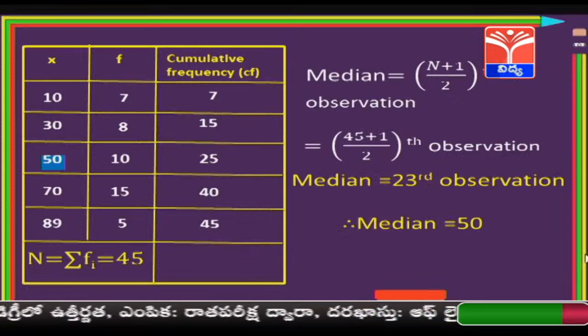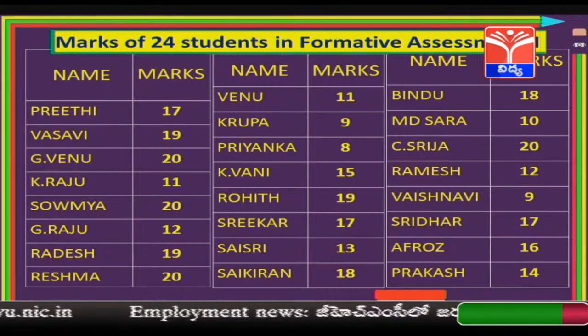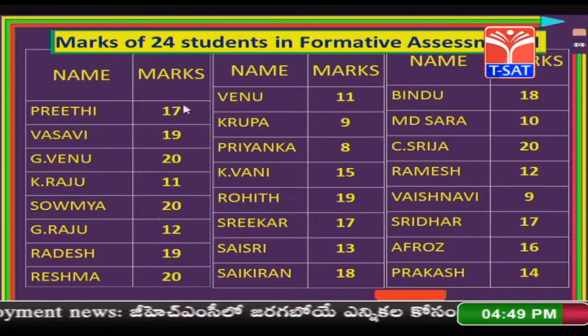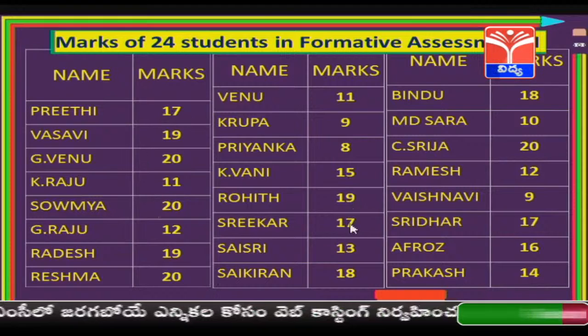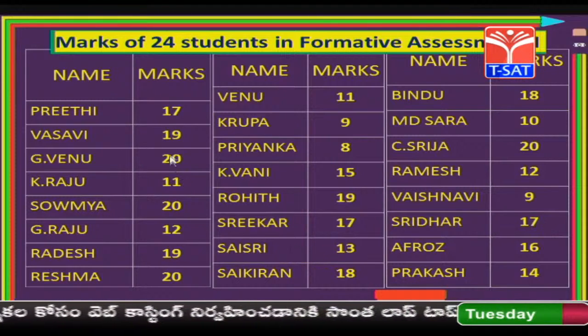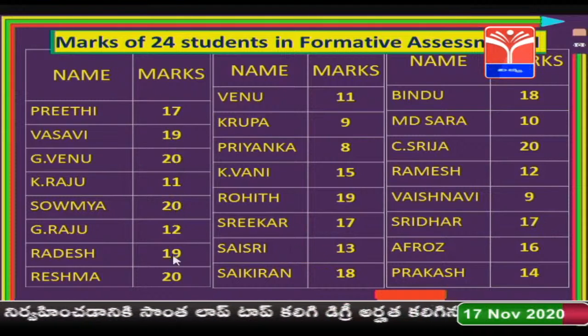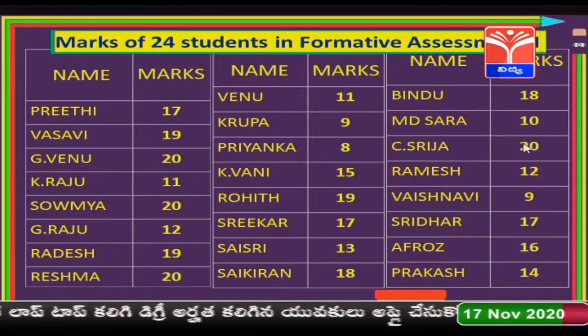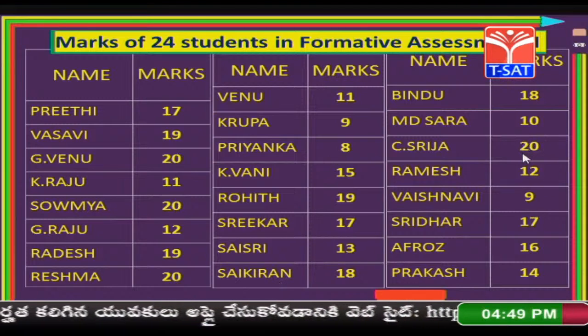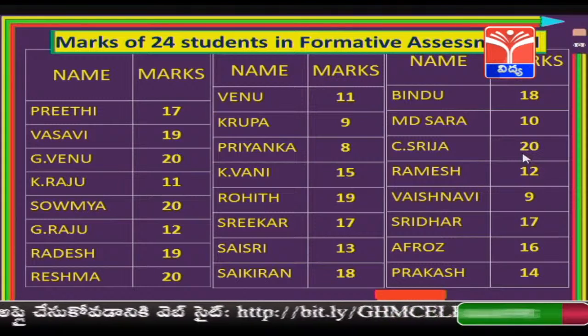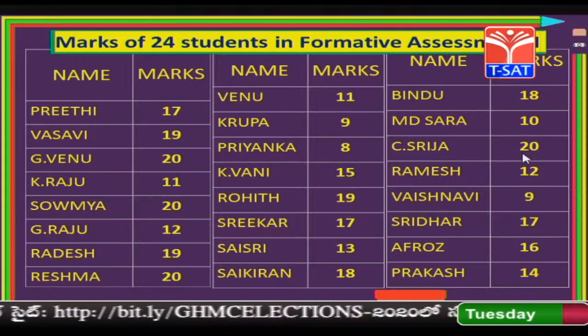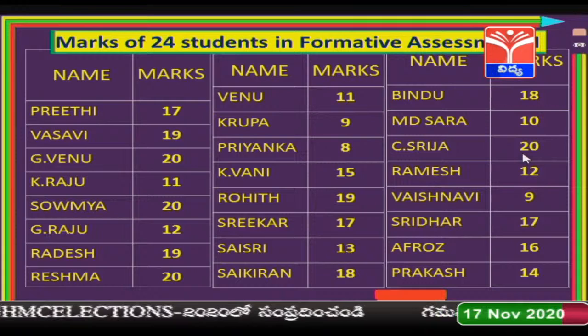I hope that you have understood this method of finding the median when you have ungrouped data. Now take the data of the 24 students again. See here, 17 is repeated once, twice, thrice. Likewise 20 is once here, twice here, three times here, likewise four times. So some of the observations are repeated. Which observation is repeated the most number of times? Yes, from the data it is 20.